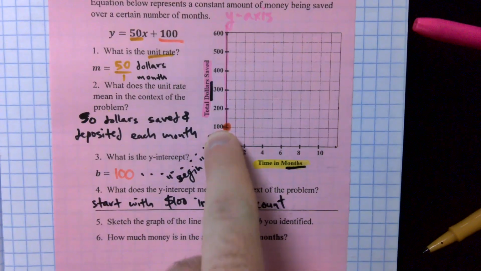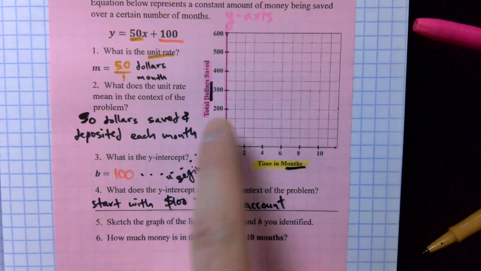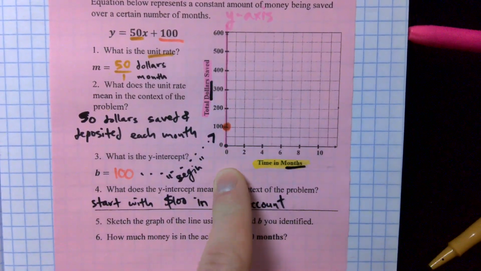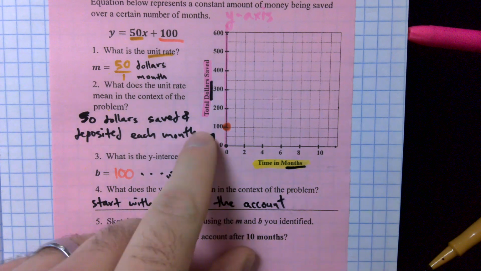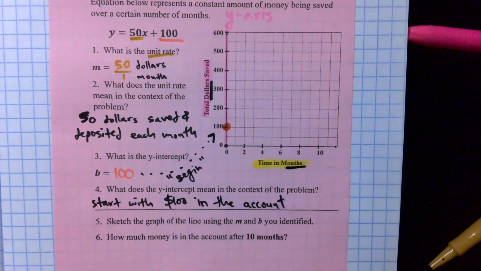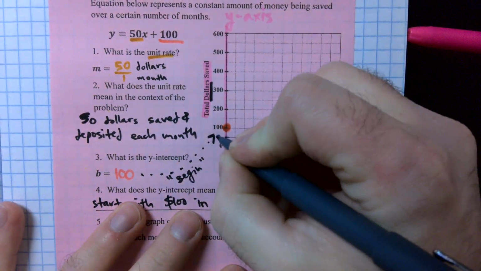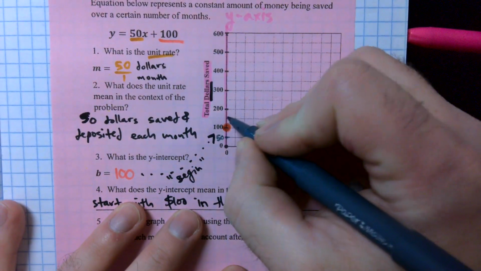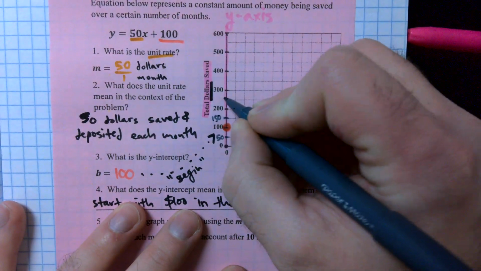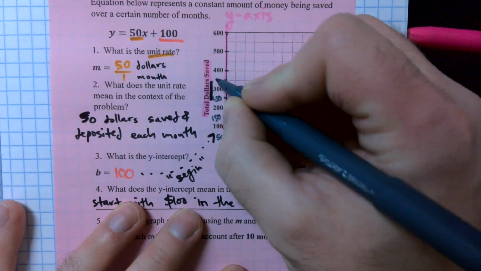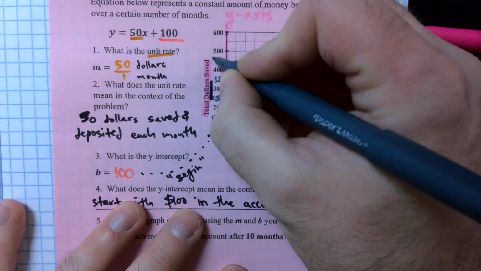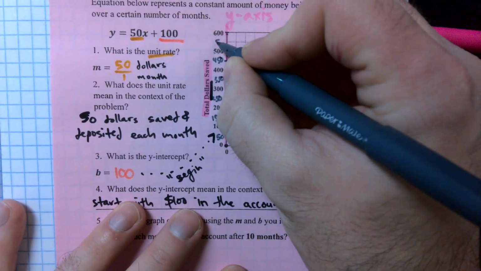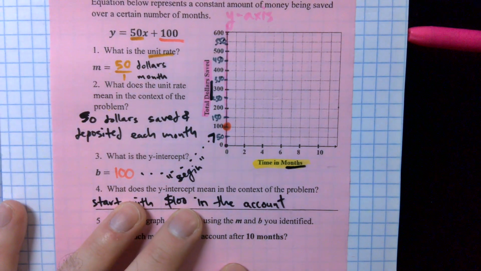Now, how many dollars is each little square worth on this y-axis here? 50. Every 2 squares is 100. So every 1 square is 50. Right? Let's fill in the blanks. 50, 100, 150, 200, 250, right? All the way up, 350, 450, 550, and 600.